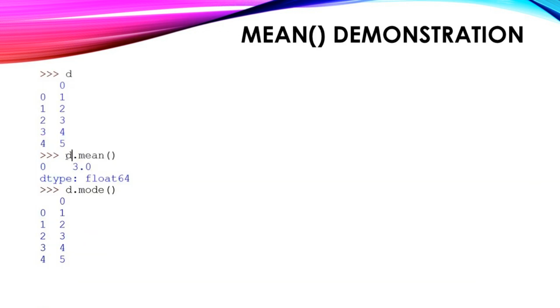Now the next function is mode. Mode returns the data element which occurs the maximum number of times. Now here we can see d.mode and it gives the output of all the elements. Why? Because none of the elements are repeating. So the frequency of all the elements is 1. So in the output it will show all the elements once.